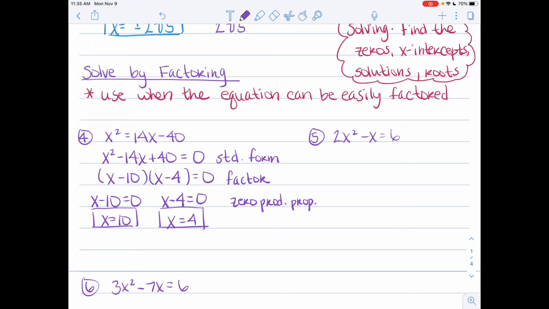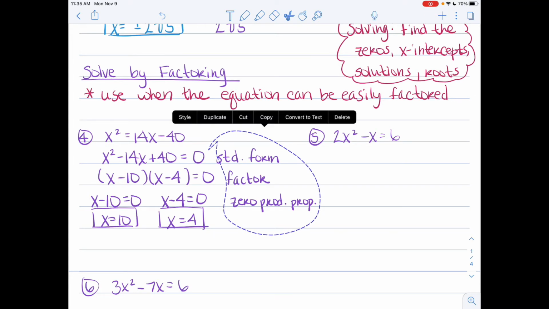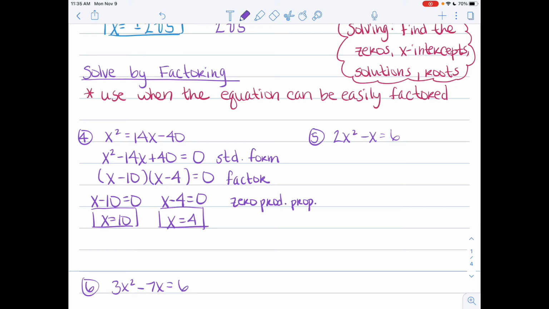Let's look at our next example, 2x squared minus x is equal to 6. I'm going to use these same descriptions to describe what I'm doing in this example. So on my first line, I want to get this into standard form. 2x squared minus x minus 6 is equal to 0. I subtracted 6 from both sides.